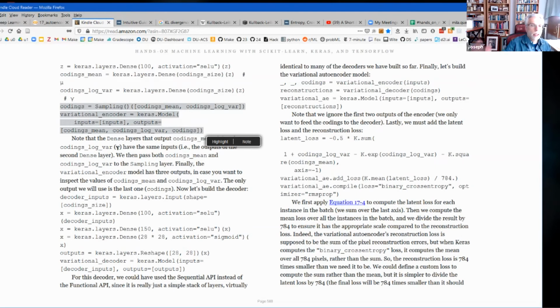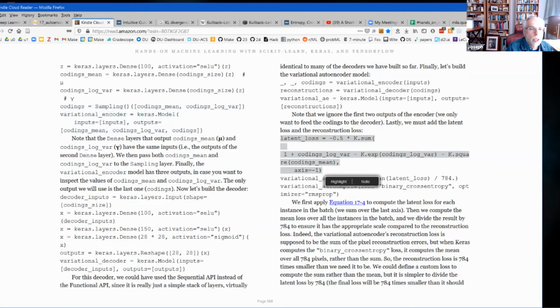So that's that inner layer of the variational encoder, and at least we understand what the pieces are. Then he puts it all together, giving it the two-term loss function and so on. So he has a latent loss function here, which is just that equation, 17.3, the latent loss. Remember, this is the one that has to do with sparsity, with forcing the sparsity low.